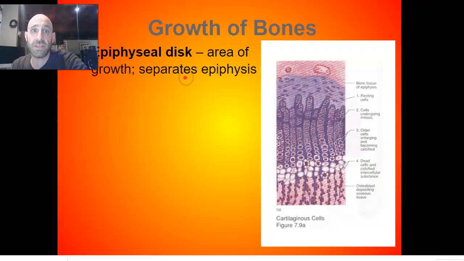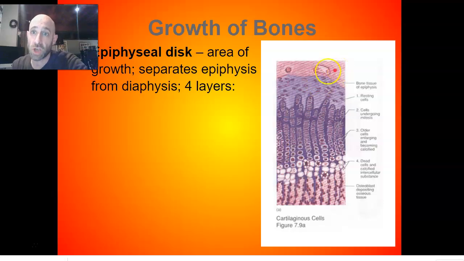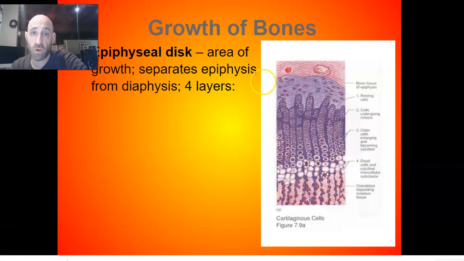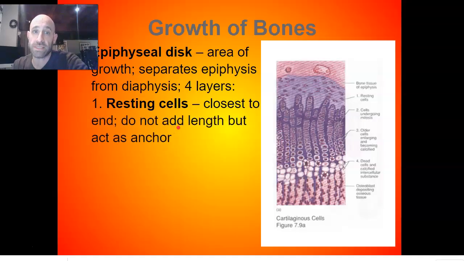So what is this whole thing all about? Well, the epiphyseal disc is the area of growth which separates the epiphysis from the diaphysis, and there are 4 distinct layers. So again, just to make sure we understand, this area right here, this line of purple, is the border between the diaphysis, so this would be the diaphysis here, and up here would be the epiphysis. So this is the growth plate right here. This is the epiphyseal disc. And there are 4 layers. So let's get started. The first layer is considered the resting layer.